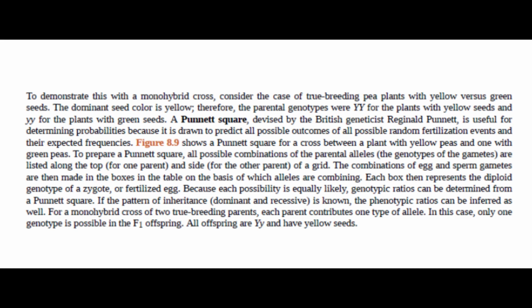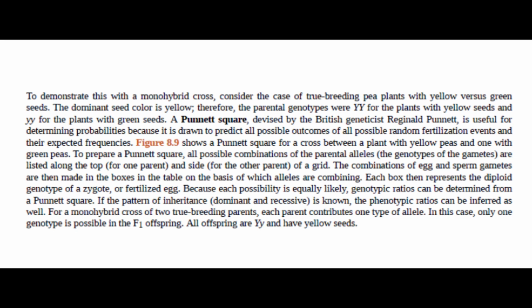The combinations of egg and sperm gametes are then made in the boxes in the table on the basis of which alleles are combining. Each box then represents the diploid genotype of a zygote or fertilized egg. Because each possibility is equally likely, genotypic ratios can be determined from a Punnett square. If the pattern of inheritance, dominant and recessive, is known, the phenotypic ratios can be inferred as well.